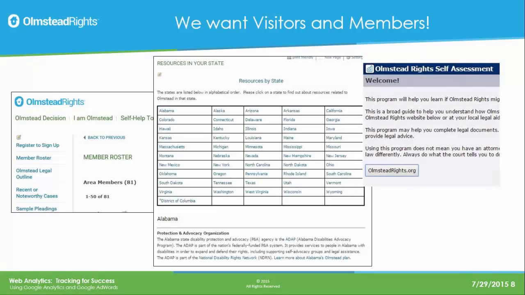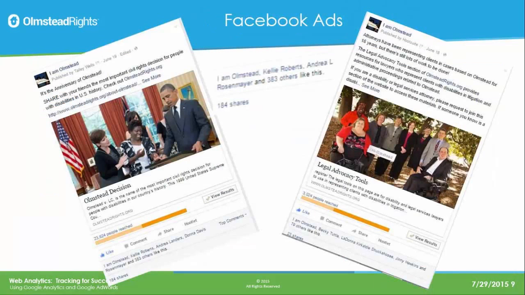And then third, we have a self-help or self-assessment tool that can then tell people how they can use Olmstead in their own life based on their situation. If they're in a nursing home and want to get out, if they're at home and they have a developmental disability, if they have a family member who has a developmental disability who's about to graduate from high school, how can they use Olmstead? And we have a self-assessment tool that will then point them to the correct resources, and we definitely want to draw people to that section of the website.